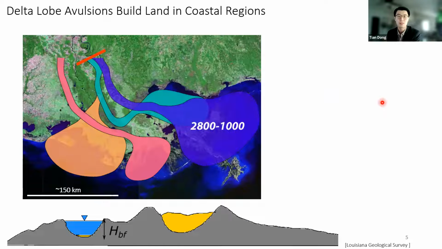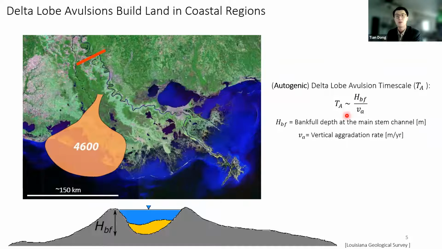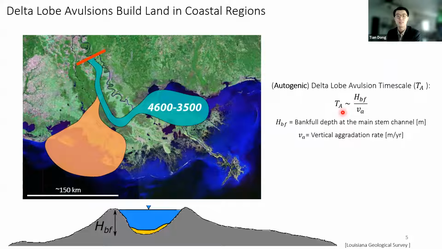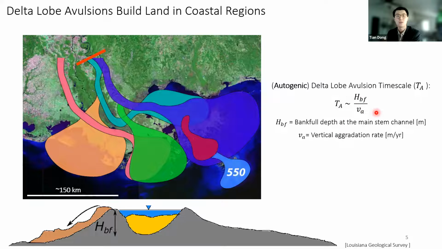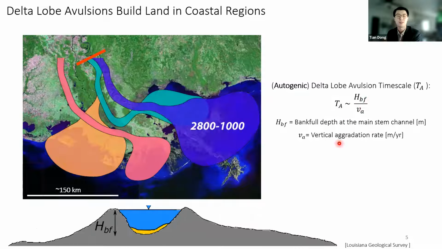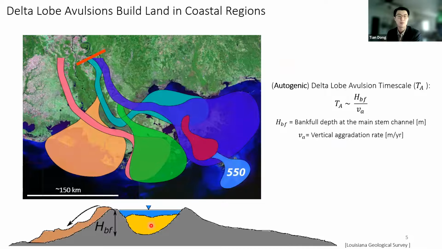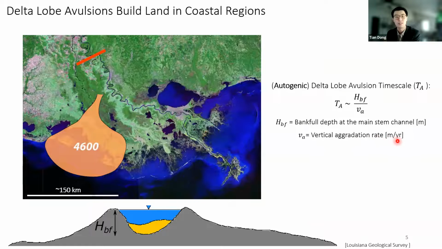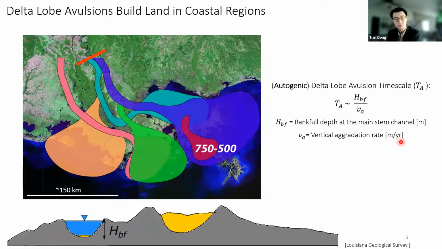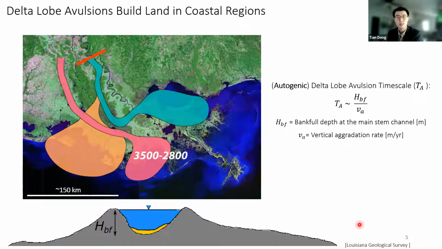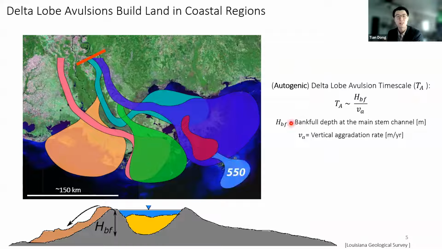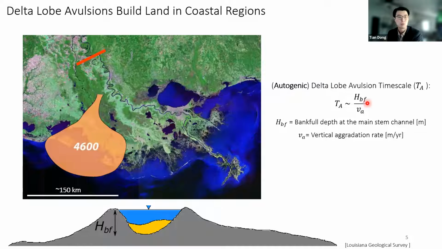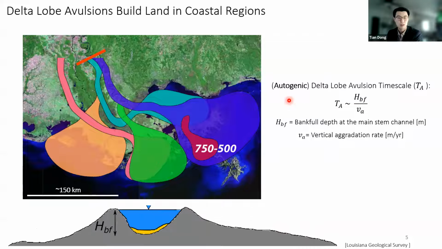We can approximate it using this relationship here, where the delta lobe avulsion time scale, TA, can be approximated using the bankfull flow depth divided by the vertical aggradation rate of the substrate. And this is a function of the sediment discharge rate in the channel. This process arises internally from the river, so we call this the autogenic lobe avulsion dynamics timescale.